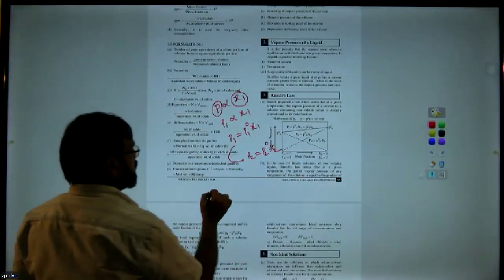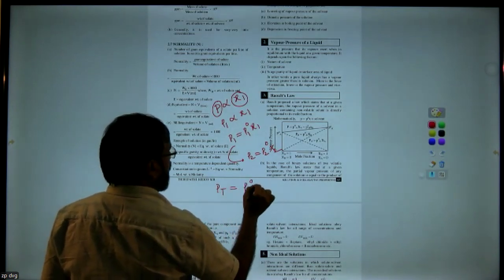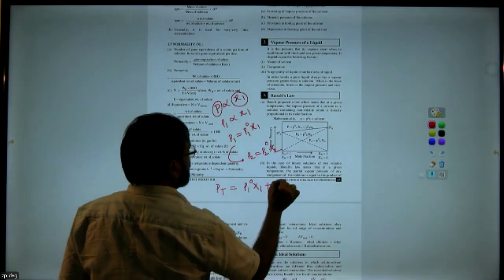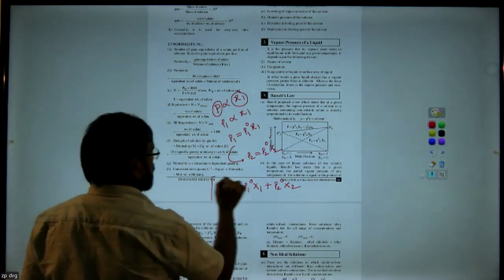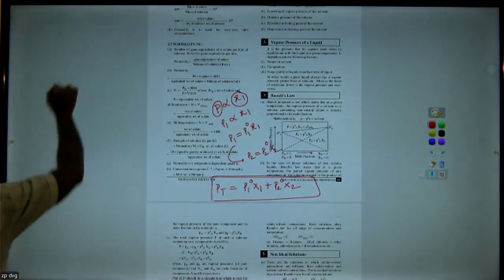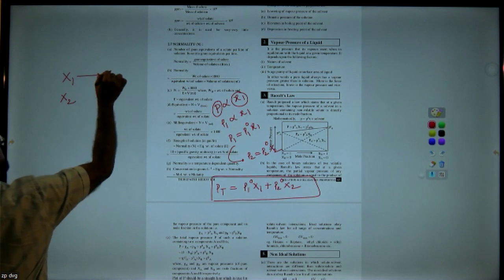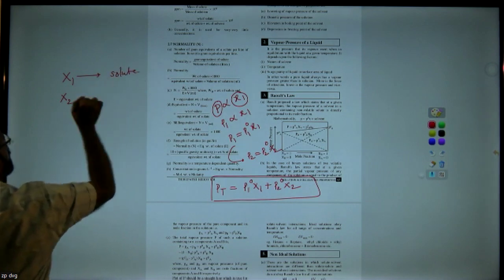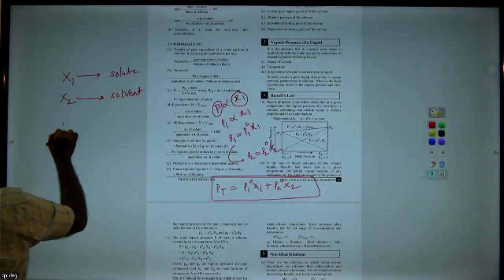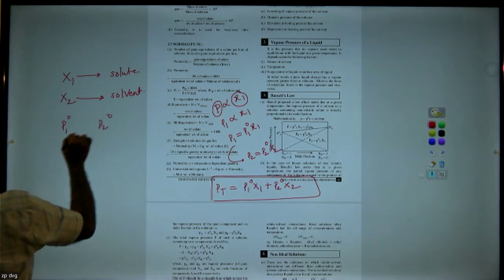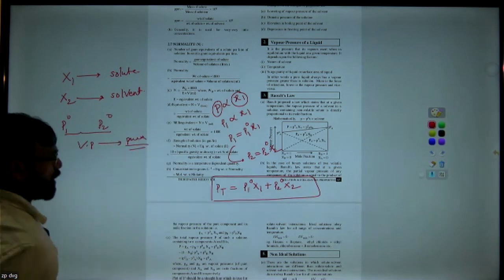The total pressure exerted is PT equal to P1 naught X1 plus P2 naught X2. It is the formula we are using to get the total pressure. Here X1 and X2 are mole fractions. X1 is the mole fraction of solute and X2 is the mole fraction of the solvent. P1 naught and P2 naught are the vapor pressures in the pure form.